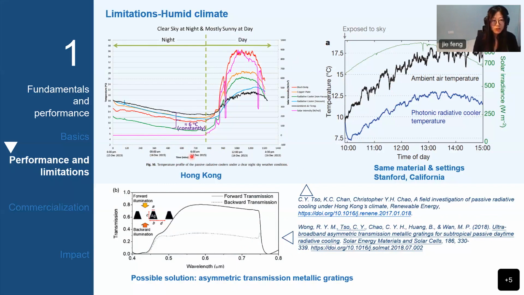This is mainly believed to be caused by the high ambient radiation in cities with humid climate, and therefore we need to consider the specific climate, which can be a limitation to the performance of the materials. One possible solution for this humid climate is this asymmetric transmission window. You can see it has different transmittance for the forward light and the backward light. If we allow the emission to go out, but block certain parts of the incoming long wave radiation, it can eliminate the side effect of the humid climate to a large extent.